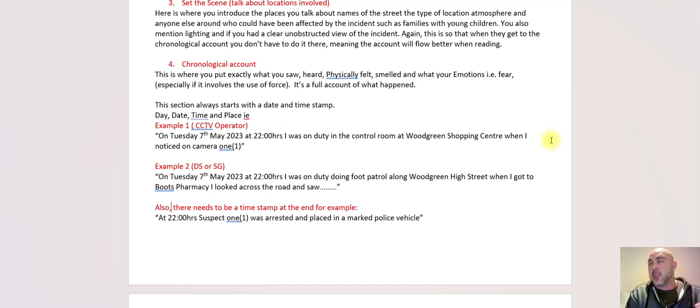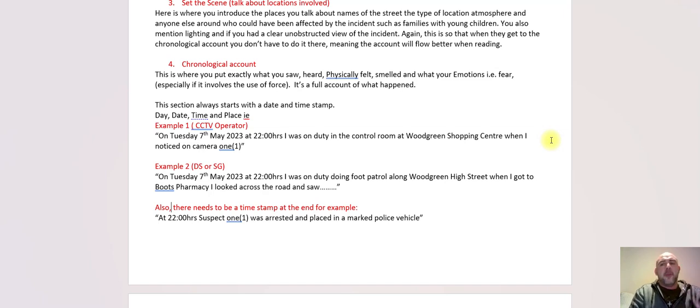A good statement, especially if it goes on for longer, will have timestamps in between as well. So at this time this happened, and then at this time, we'll have at least 2 or 3 or 4 timestamps just to give people an idea of how long the incident lasted, and especially the main events of the incident. Main things that happen in the incident, I would always add an extra timestamp. Obviously, you don't have to put the date again. The date would only be at the beginning, and then the rest would just be times.